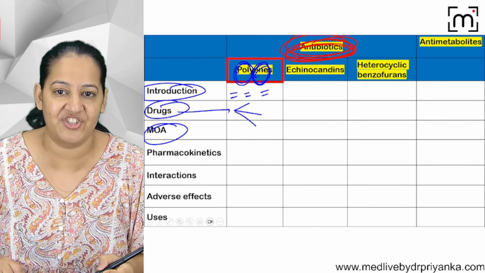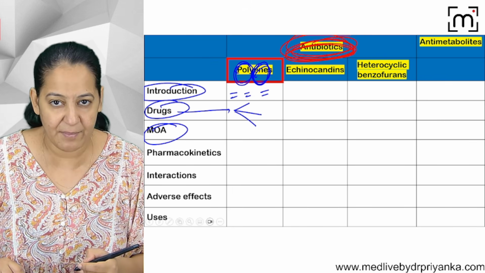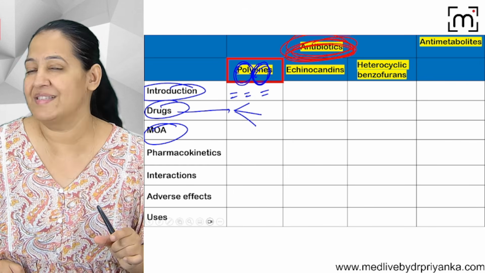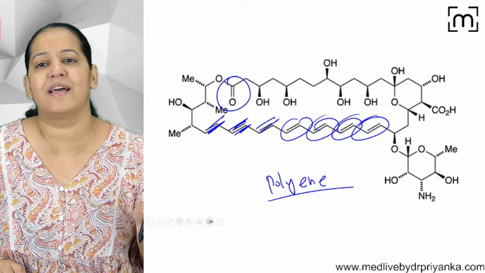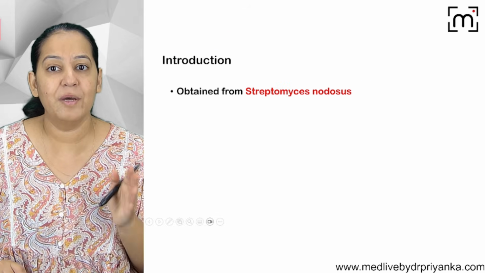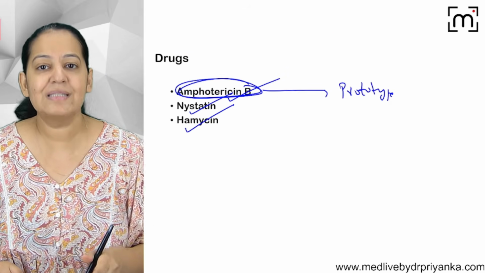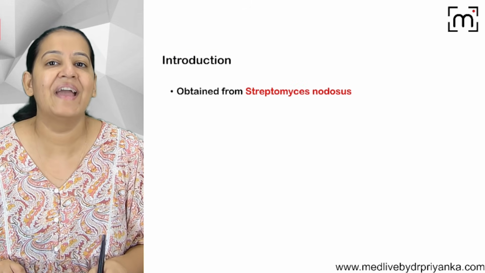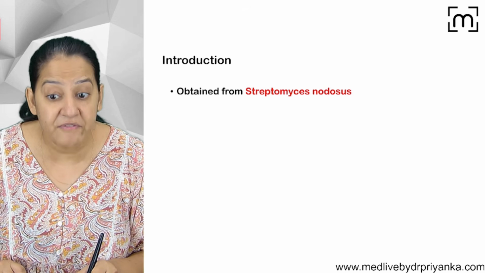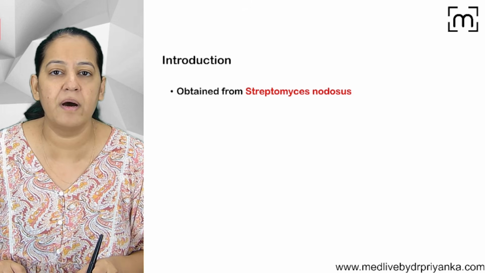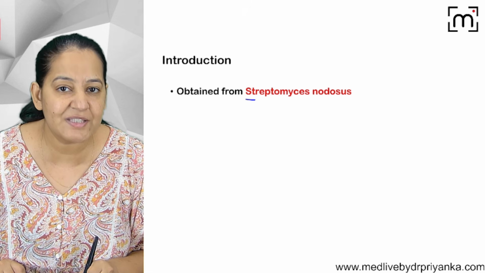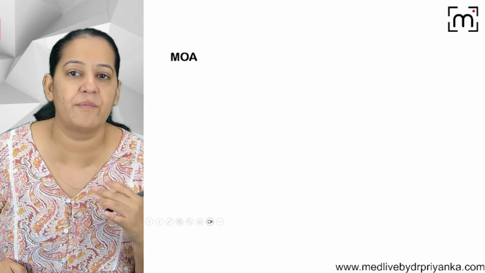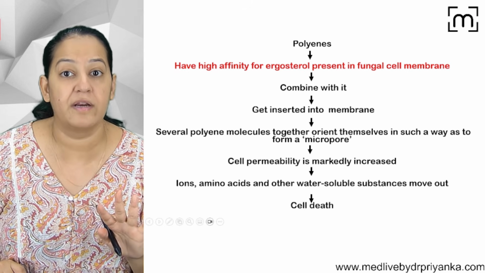Now come on, mechanism of action. You tell me where it is coming. All polyenes, what do they do? They alter the permeability of the cell membrane. They cause pores in the cell membrane so that cytoplasm will leak out. So let me tell you the exact mechanism of action. Since Amphotericin B is the prototype, we will see Amphotericin B in detail. Okay, Amphotericin B is obtained from a fungus. The name of the organism is Streptomyces nodosus. Streptomyces nodosus is the name of the organism from which it is obtained. That's the introduction if you want to learn.